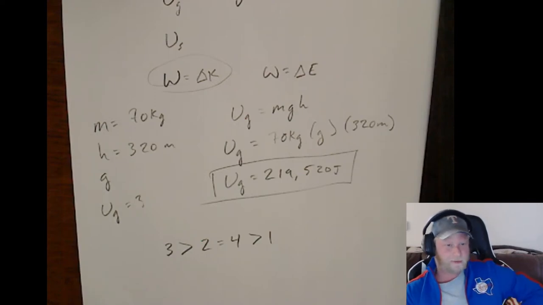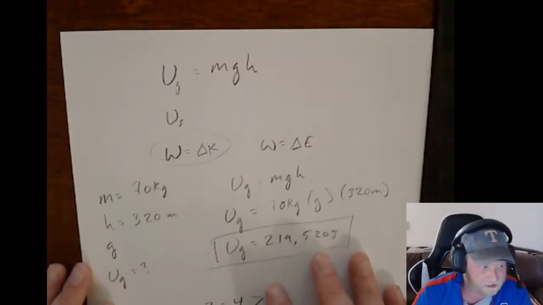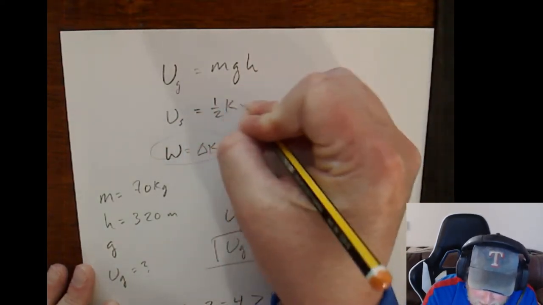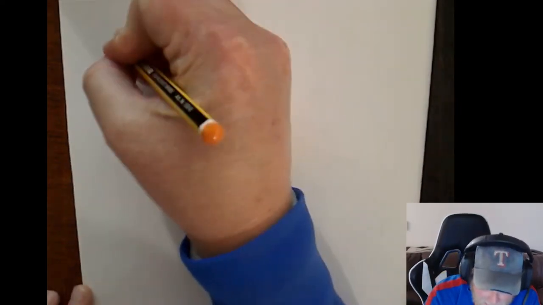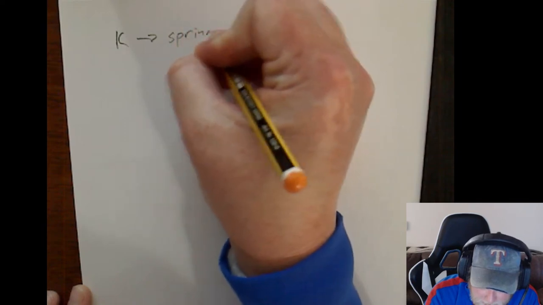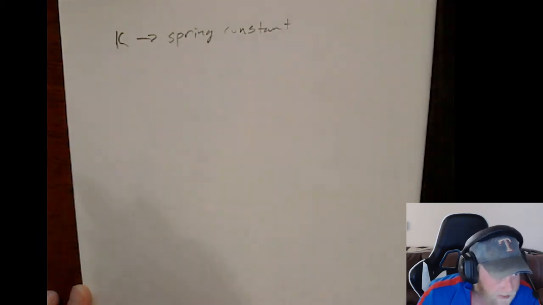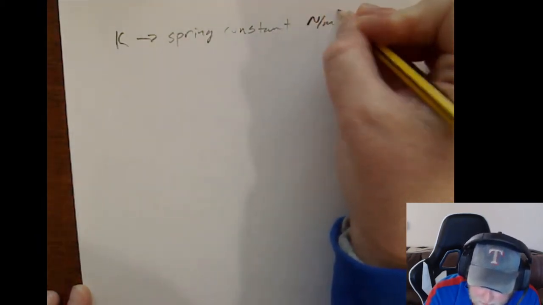Alright, so the second most common form of potential energy you're going to see is spring potential energy. And spring potential energy is equal to 1/2 kx squared. Now, k is something new we haven't seen. k is what we call the spring constant. And the spring constant is going to be measured in newtons per meter.